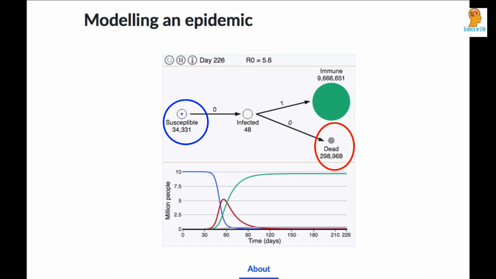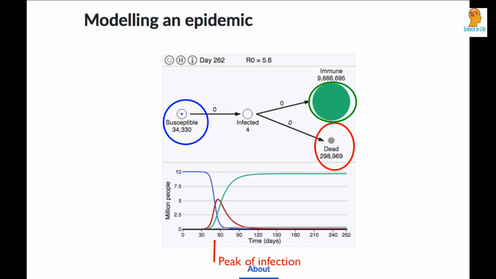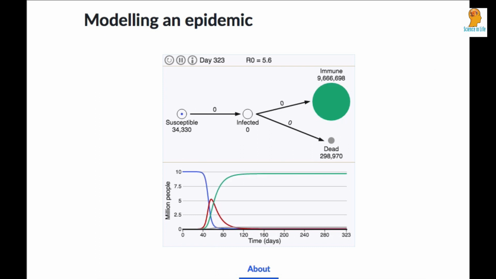The other change was the time that took to peak the infection. When the contact rate was doubled from 2 to 4, the time to peak was reduced from 130 days to 55 days.